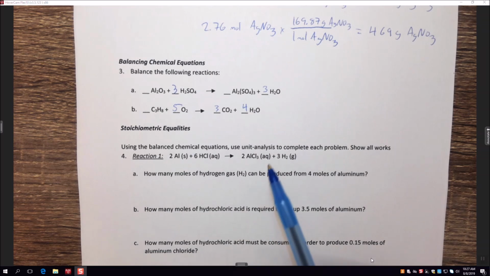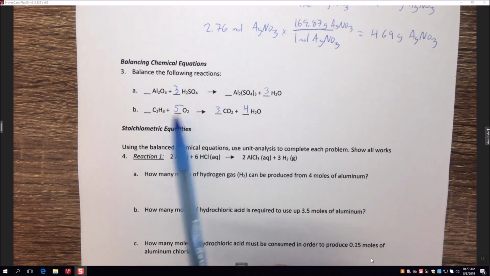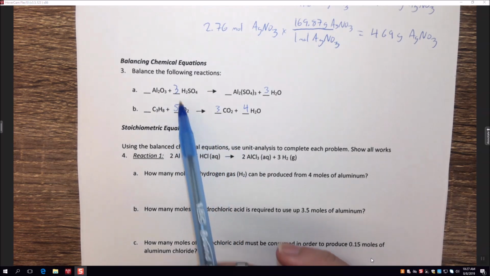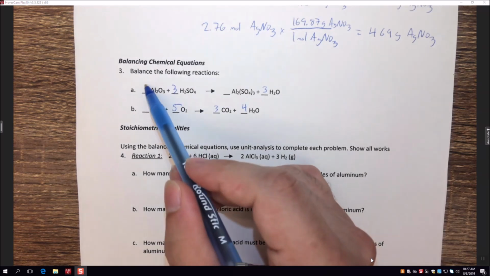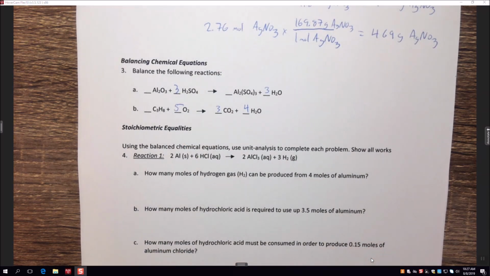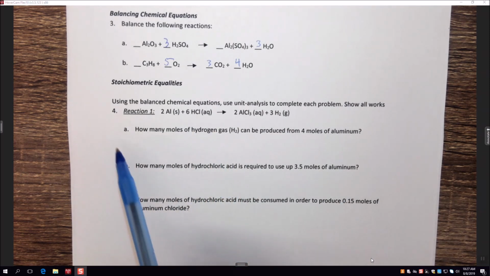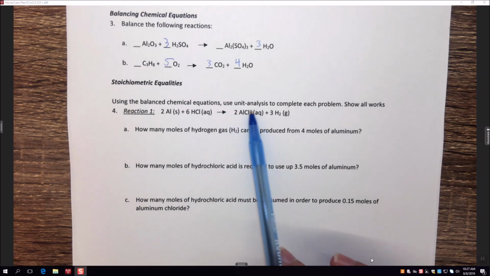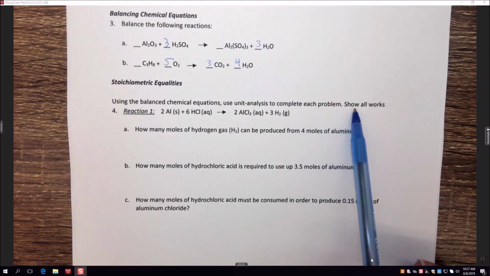Remember, the reason we're doing this is because if we were asked to do any stoichiometry involving the products and reactants in one of these equations, in order to convert from moles to moles, we would need these stoichiometric coefficients. It's also important to notice that any blanks or spots where there's no number written, there is an implied 1. We just don't write it down because that would unnecessarily crowd our reactions. So now we're able to work on our stoichiometric equalities that are going to relate moles of one thing to moles of another. It says that using the balanced chemical equations, we're going to use unit analysis or dimensional analysis to complete each problem, and it wants us to show all of our work.